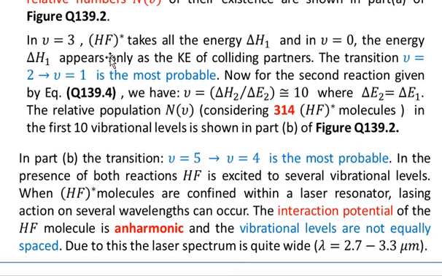So in V is equal to 3, the hydrogen fluorine molecule in its excited form takes all the energy delta H1, and in V is equal to 0, the energy delta H1 appears only as the kinetic energy of the colliding partners. The transition from V is equal to 2 to V is equal to 1 is the most probable.